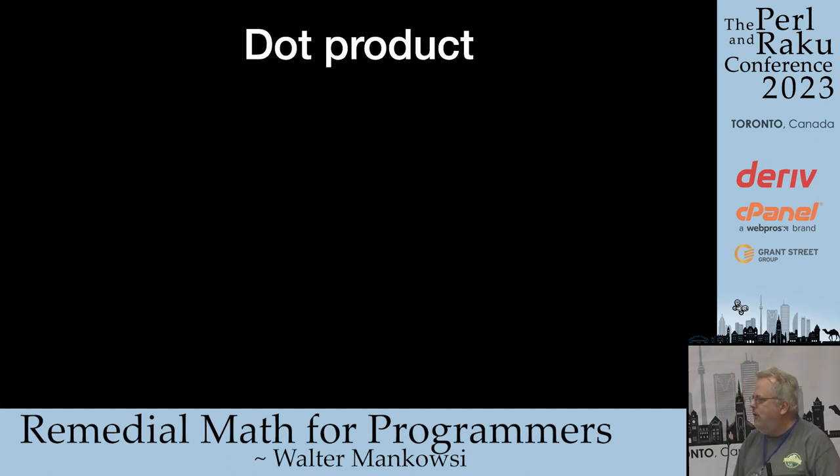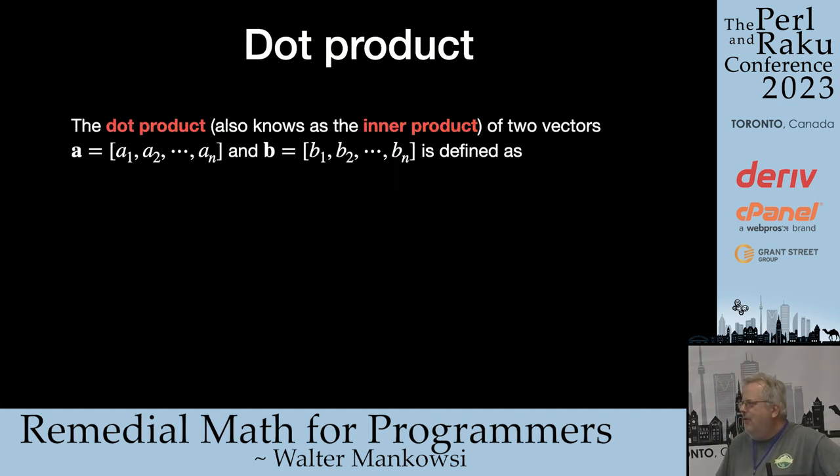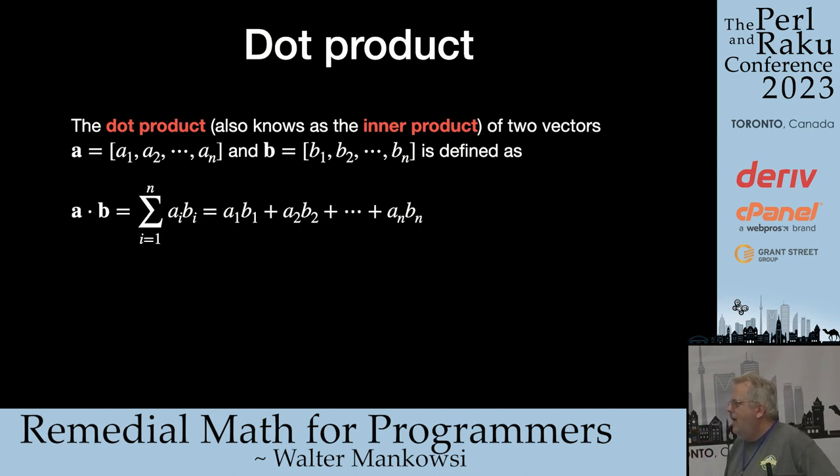Dot products are also really important. The dot product, sometimes people call it the inner product, of two vectors. They have to be the same size. So you have A is an n-dimensional vector, A1, A2, A3, up to AN. B is also an n-dimensional vector, B1, B2, B3, up to BN. That's a lot of math there. It just really means that you multiply the first one in A by the first one in B, and then the second one in A and the second one in B, and so on and so on. You add them all up, and then that's your dot product.